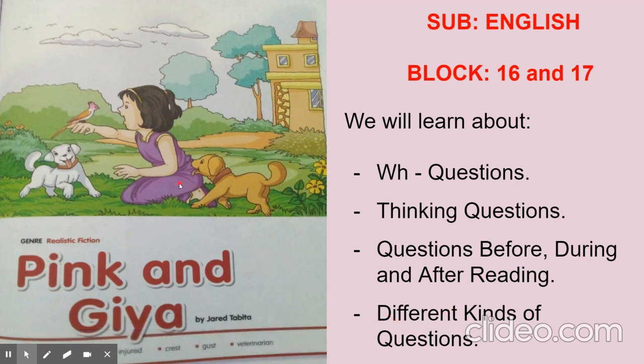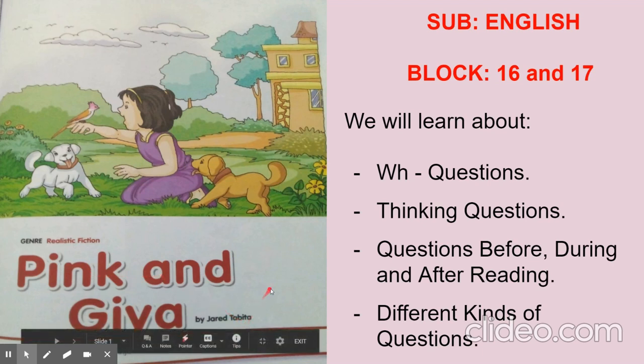If you see here, there is a small girl. The small girl becomes a doctor once we end the story. That is, you're going to write about the future. The genre is realistic fiction, and the story name is Pink and Giya by Jared Tabitha.